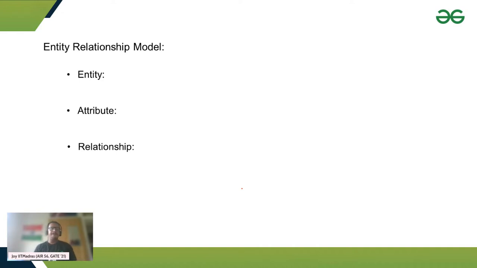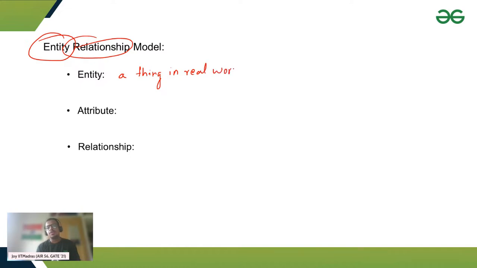In the entity relationship model, you can see two very broad terms: one is entity, another is relationship. What is an entity? An entity is a thing in the real world. I'm an entity, you are an entity, that car is an entity. Anything that exists in the real world is called an entity. As an example, we can give a person, a specific person, as an entity.